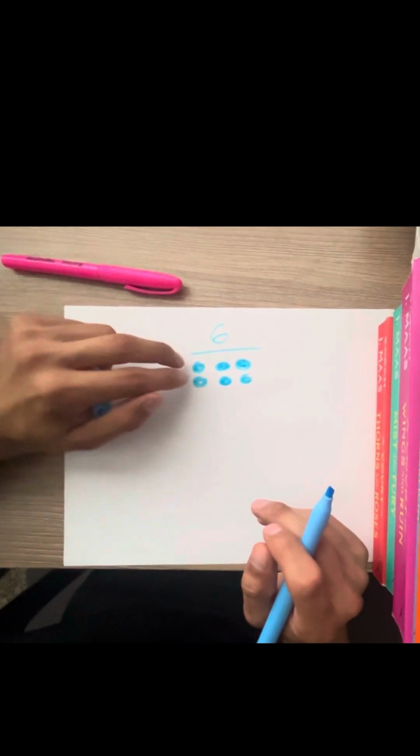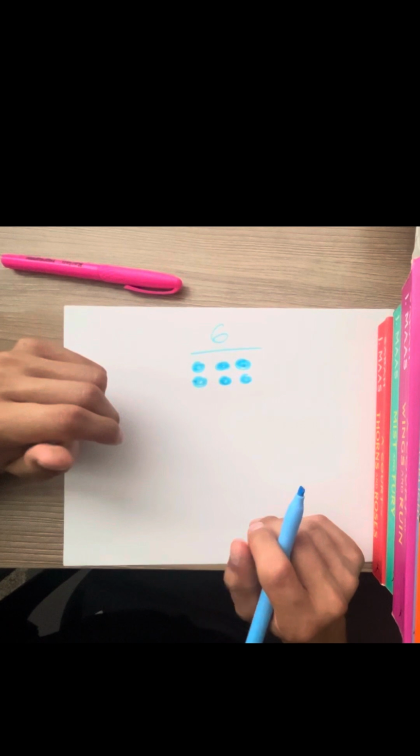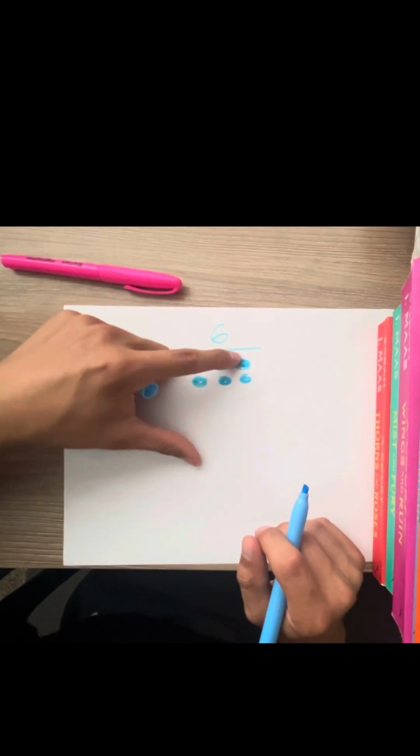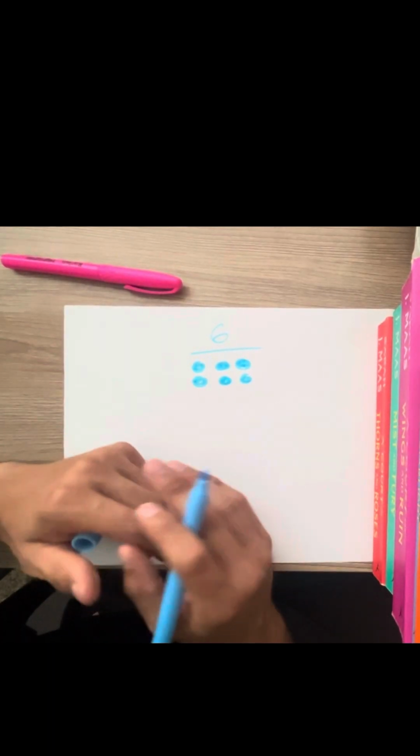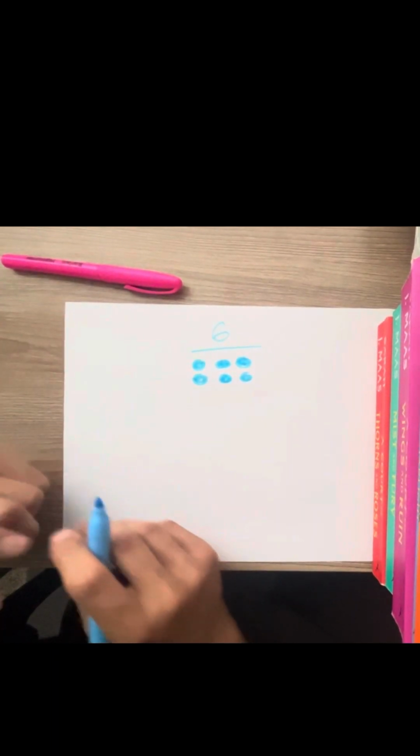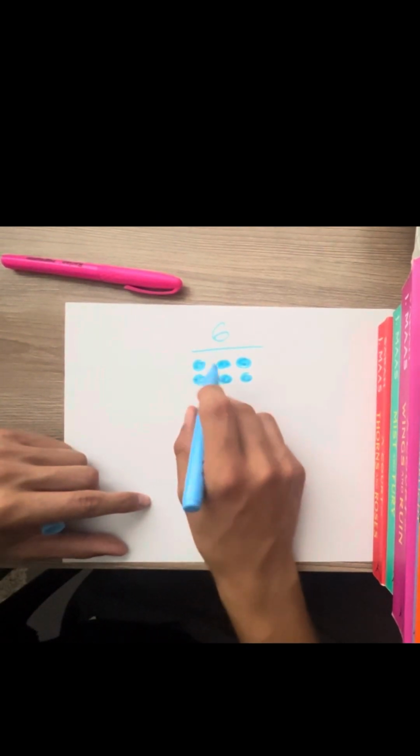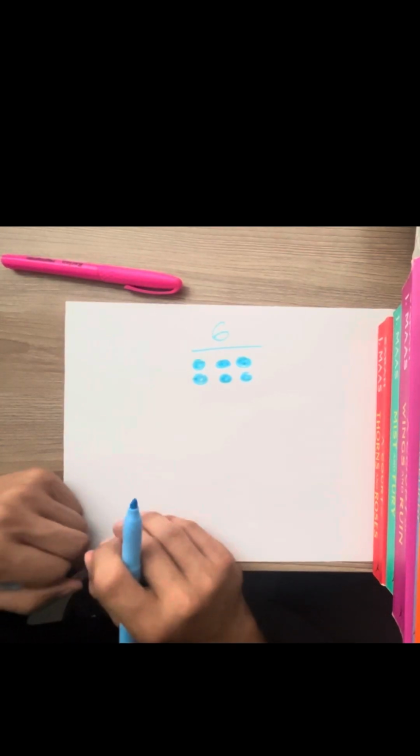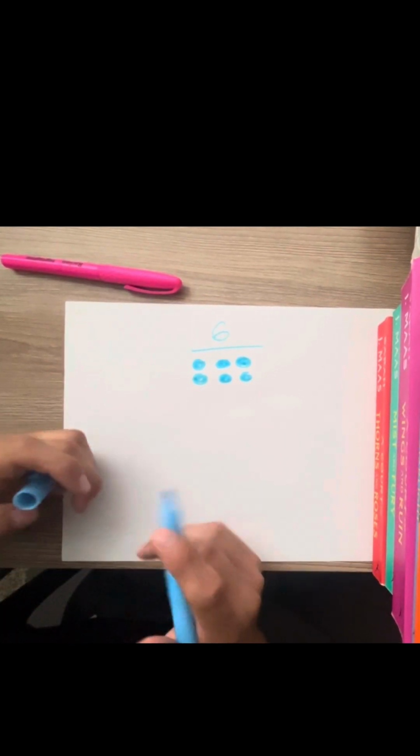if they were in pairs of 2s, that makes it an even number, right? So are these in pairs of 2s? Yeah, 1, 2, 1, 2, 1, 2. Now how many do we have? Skip counting. 2, 4, 6. 6, and that was our goal, right? So if these are in pairs and there's nothing left over, is this an even or odd number? Even, right? Because there's nothing left over.